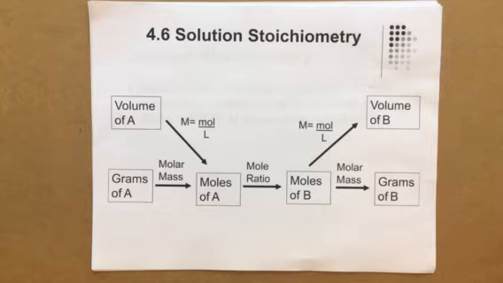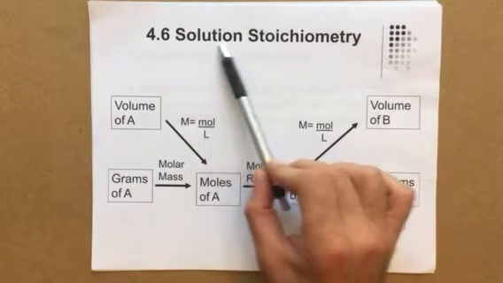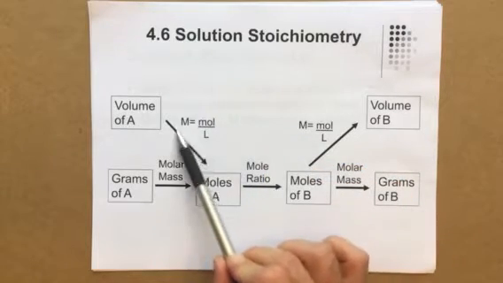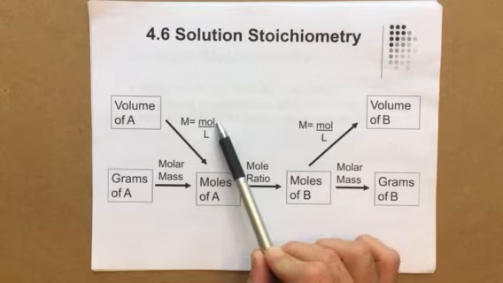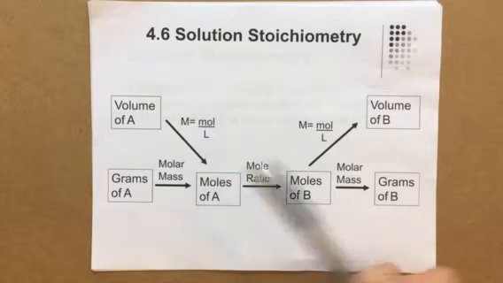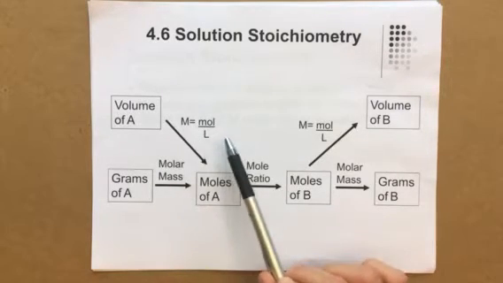In this video, you're not really learning anything new. What you're doing is combining some things that you've already learned. So in chapter 4, we've been learning about solutions. We've been learning about the formula for molarity. Molarity is equal to moles per liter, moles of solute divided by liters of solution, and that's how we measure the concentration of a solution.